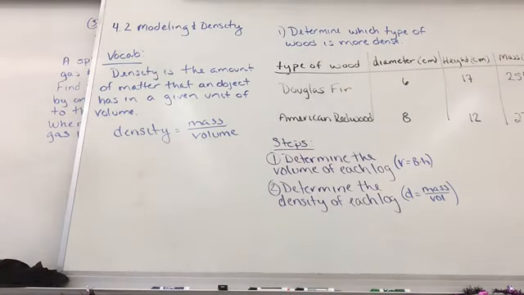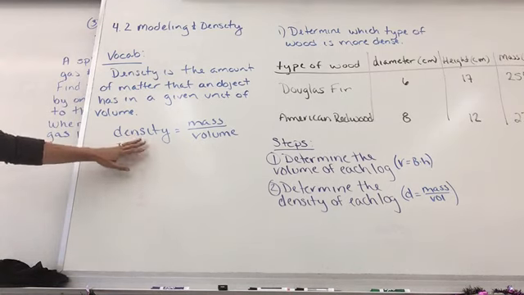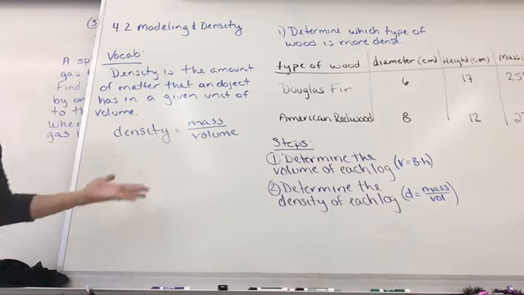All right, 4.2, modeling and density. This is where we're going to use our application of volume. So some vocabulary. Density is the amount of matter that an object has in a given unit of volume. So we're going to be using the volume and the mass to find the density. Density equals the mass divided by the volume.